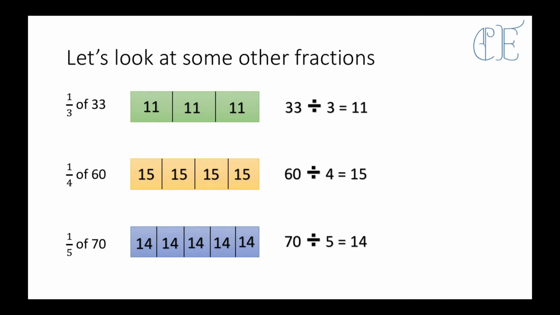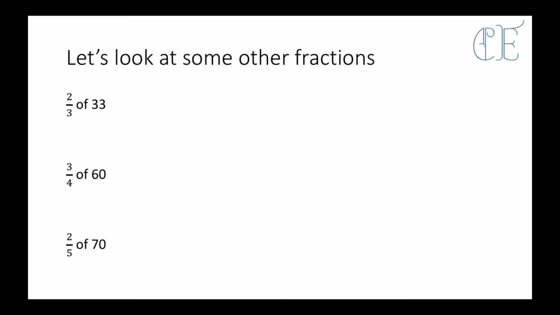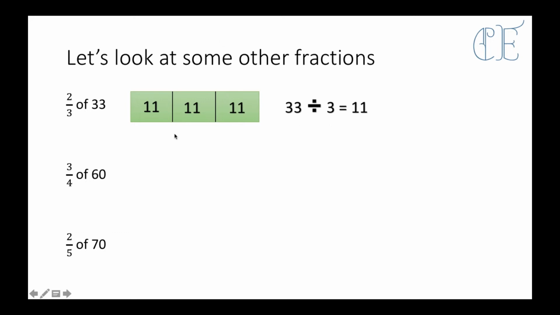Now we're going to look at these numbers again but with a different fraction. Here we have 2/3 of 33. I still have to divide 33 into 3 pieces. Let's do that first. 11 goes in each box, 33 divided by 3. We've still used this bottom number. Then all we have to do now is take that 11 and times it by the number on the top. 11 times 2 is 22. And that's our answer, 2/3 of 33 is 22.